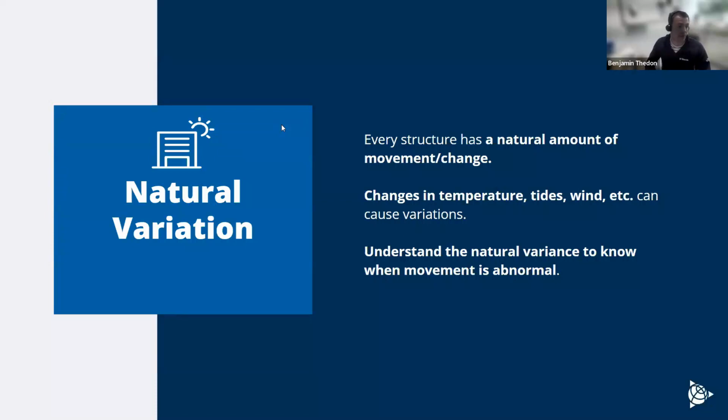Natural variation. This is sometimes due to the temperature. For example, if you install your tilt sensor on top of a building and the building is made of steel, you can have some change due to the temperature of the material itself, and that will apply some error, not due to the movement of the building, but due to the temperature of the building. But this change can also be from temperature, tide, wind, and all these factors can cause variation.